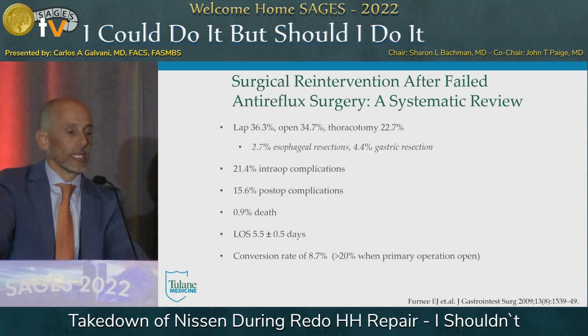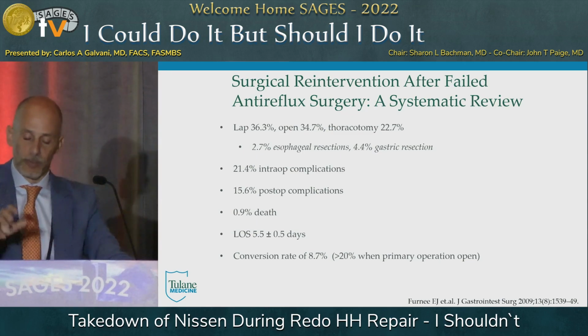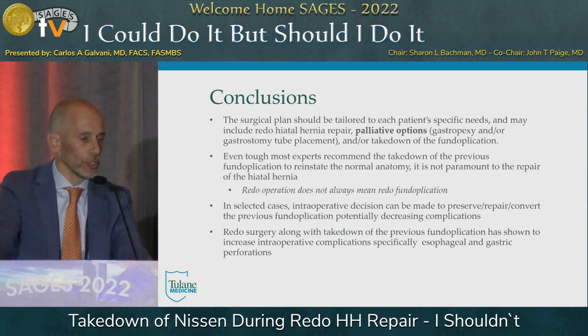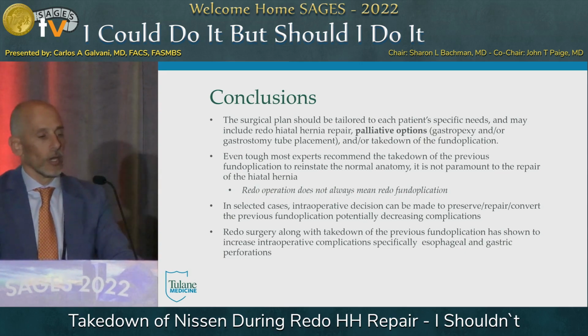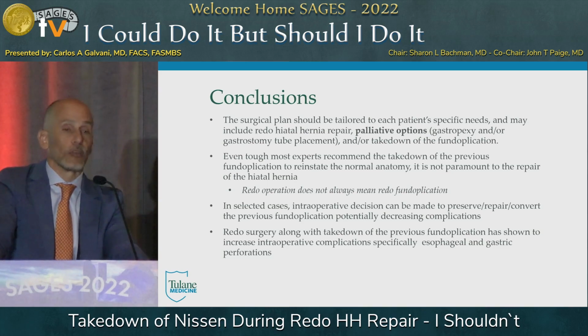This is a little more data in terms of this systematic review: 21% intraoperative complications, and many are gastric and esophageal perforations. So in conclusion, I think the surgical plan should be tailored to each patient's specific needs, and may include redo hiatal hernia repair, palliative options such as the gastropexy I mentioned earlier, and takedown of fundoplication if needed.